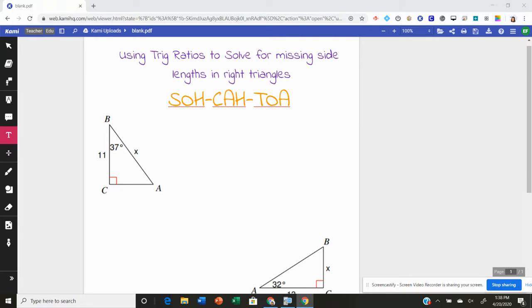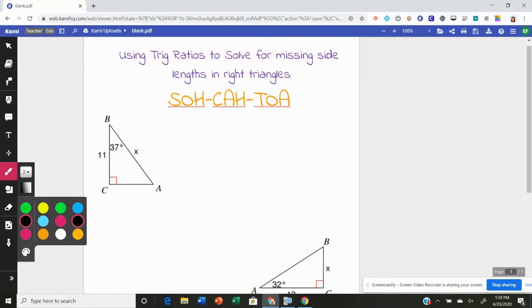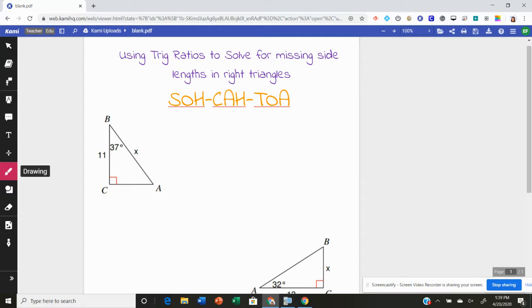So if we're looking at the first problem here, we've got triangle ABC. We have angle measure B at 37 degrees. It looks like we have BC labeled at 11 units long, and we're looking to find the length of the hypotenuse. So the first thing we're going to do as we go through solving each of these problems is label our sides.